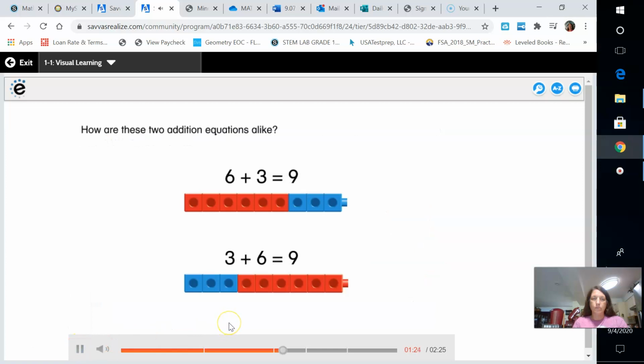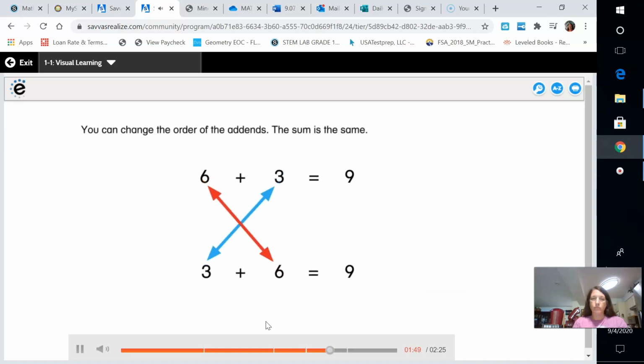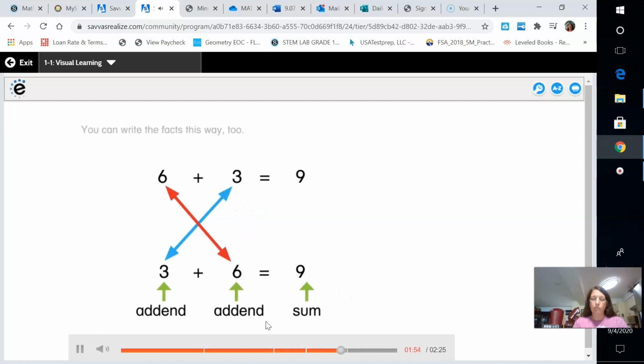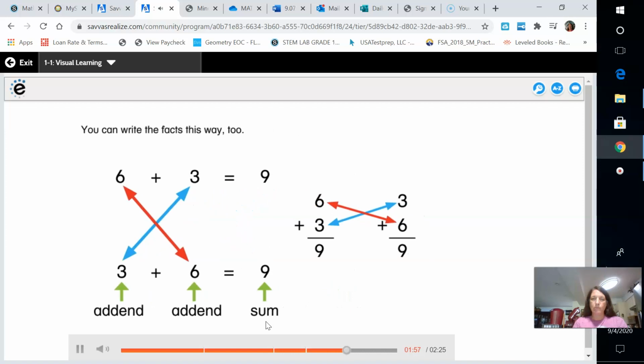How are these two addition equations alike? They both use the same addends, 3 and 6. They both have the same sum, 9. How are they different? The order of the addends is different. You can change the order of the addends. The sum is the same. You can write the facts this way too.